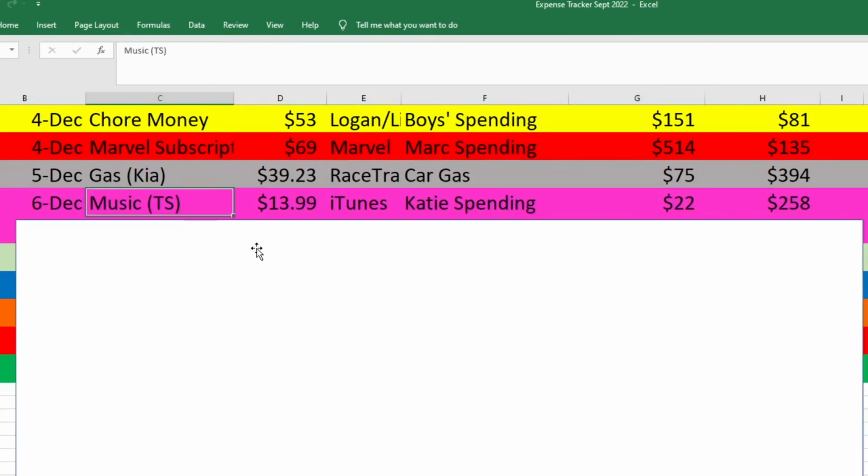On the sixth, I did buy some more music on iTunes, another Taylor Swift album. I told you guys that my phone does not have any music on it as my iTunes account was kind of compromised, so I had to make a new iTunes account. So that was $13.99 out of my spending. So I spent a total of $22 so far, and I have $258 left.